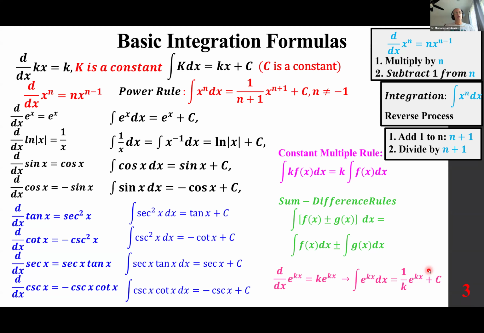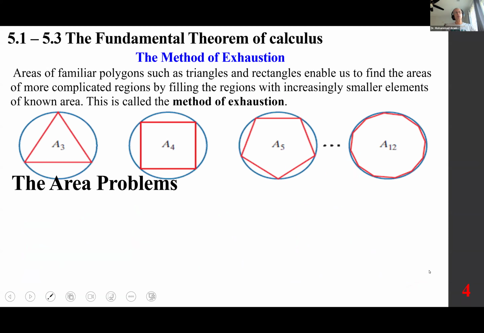And now, sections 5.1 to 5.3, the FTC, fundamental theorem of calculus, the method of exhaustion. Areas of familiar polygons, such as triangles and rectangles, enable us to find the areas of more complicated regions by filling the region with increasingly smaller elements of known area. This is called the method of exhaustion.